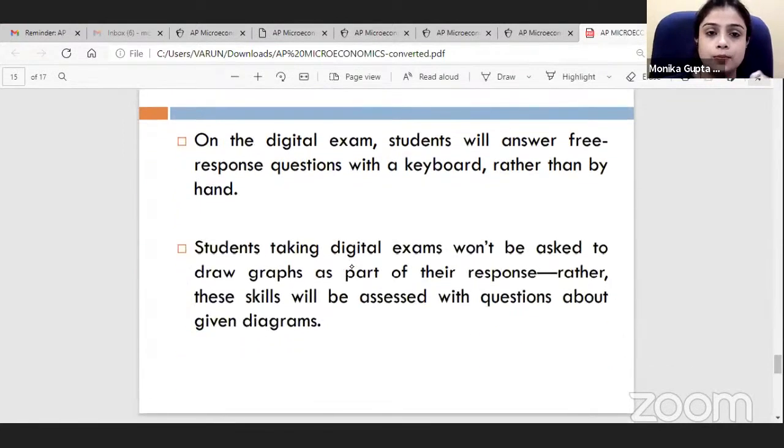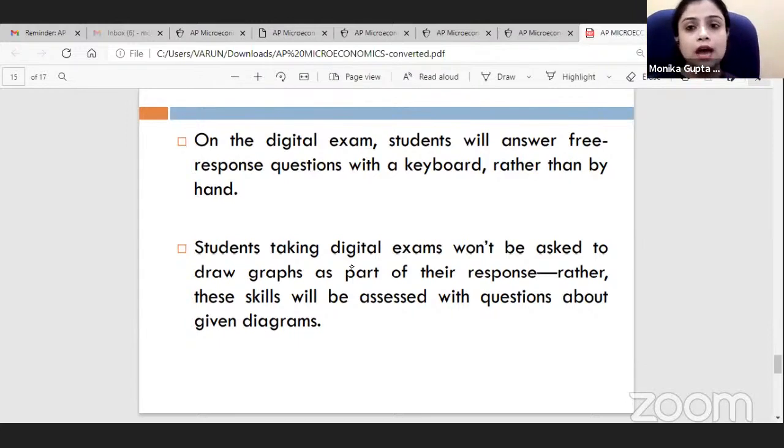The next point is that on the digital exam, the free response questions are not to be handwritten. You have to type your free response answers over there. So handwritten answers won't work here.